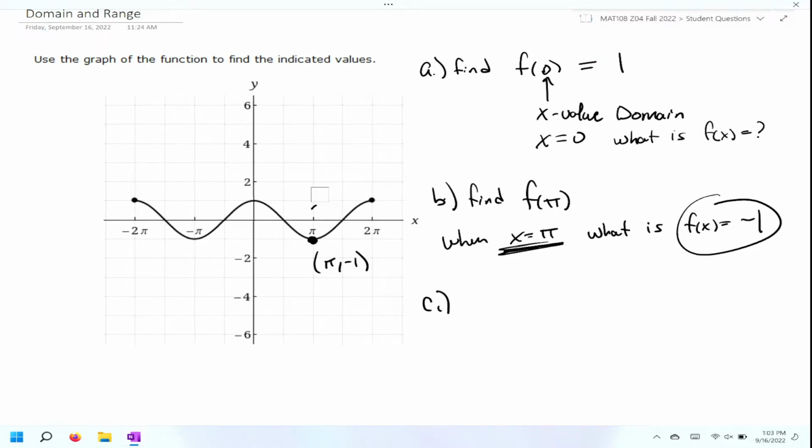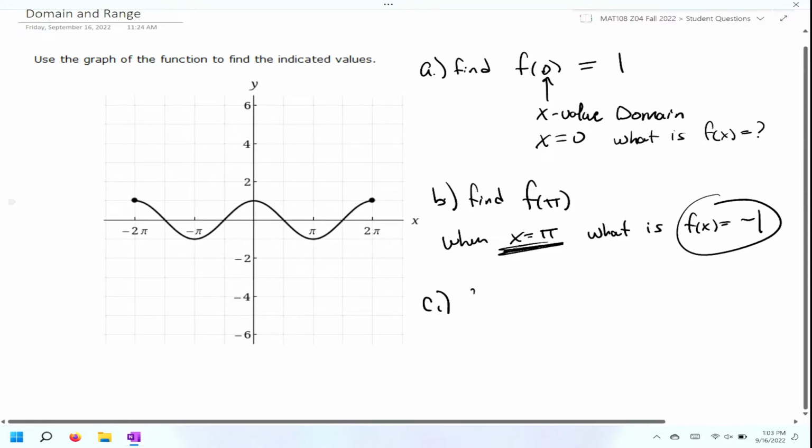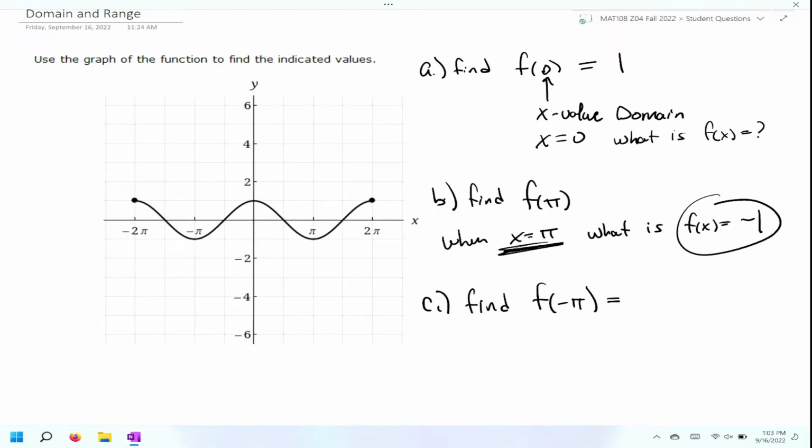Part C, let me erase. Part C is asking, find f of negative pi. Once again, when x equals negative pi, over here is negative pi, so we put a little dot right there, and that's the point negative pi, comma, negative 1. So f of x equals negative 1. When x equals negative pi, f of x equals negative 1. Now, for D and E, they're asking a little bit of a different question, so let me erase and set this problem up for us.